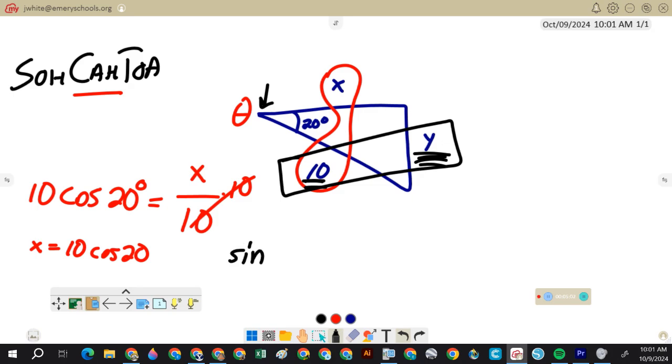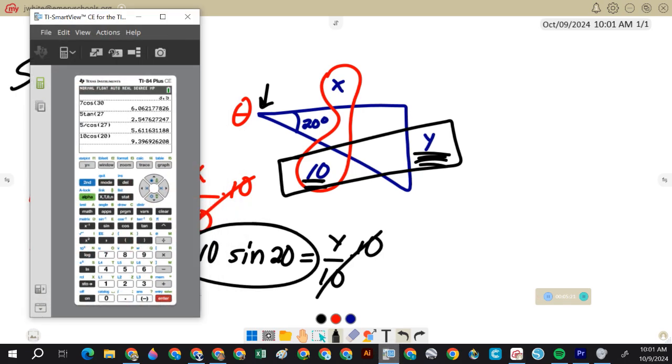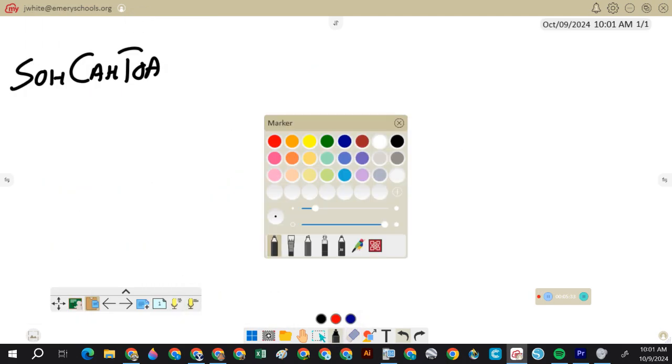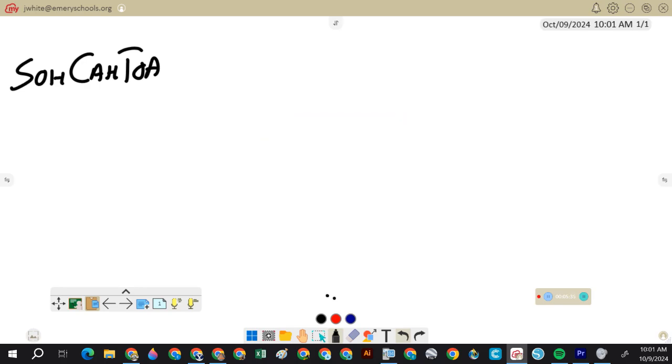The sine of 20 is y over 10. And then how do I move the 10 to the other side? Multiply. So the answer is just going to be 10 sine of 20. And that's 3.4. Okay. So let's do another one.